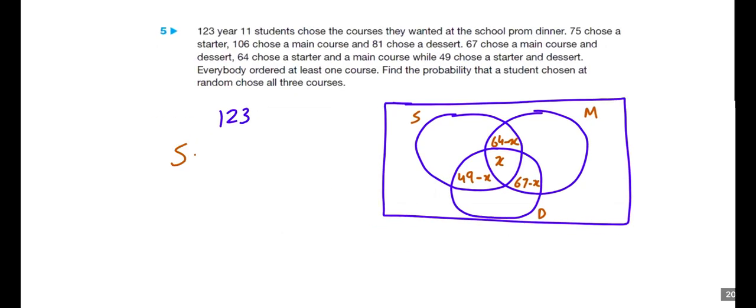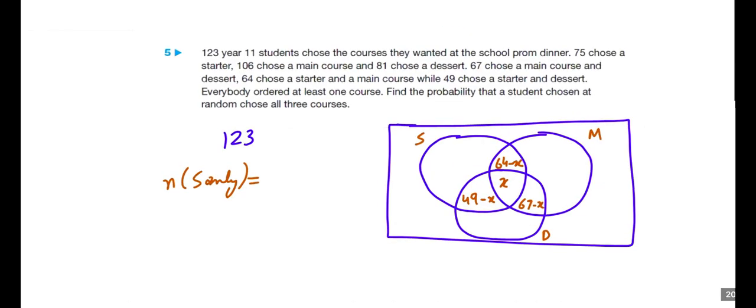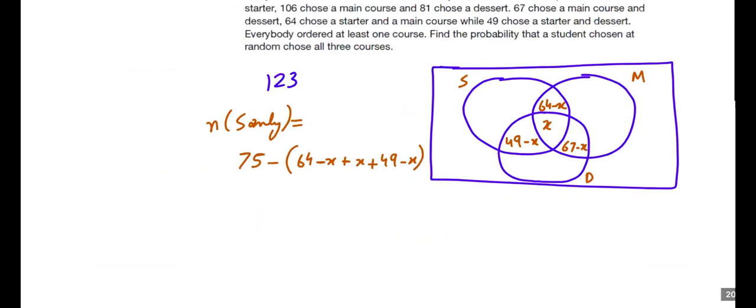What do you think? So the number of people in the starter only, let's say. What is that? Because the total number of people in starter completely is 75, but that includes these three. I want to know just this part. How do I find it? Would you add them and take that away from 75? Yeah, exactly. So we can do 75 minus all of that added up, which leaves us with how much? 75 minus, what is 64 plus 49?